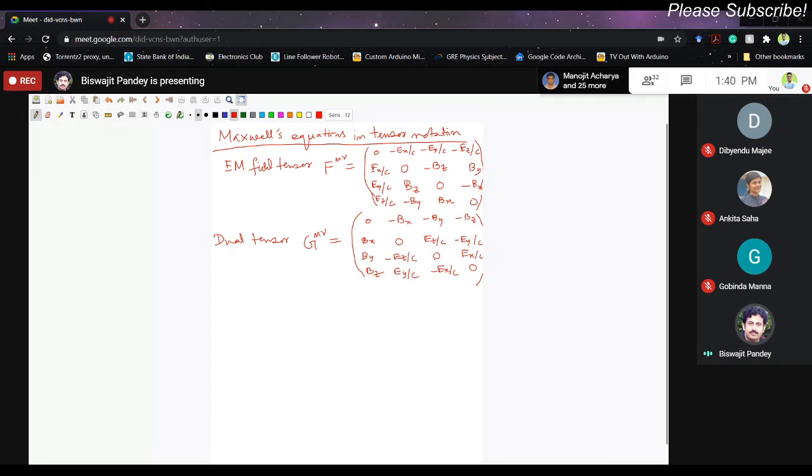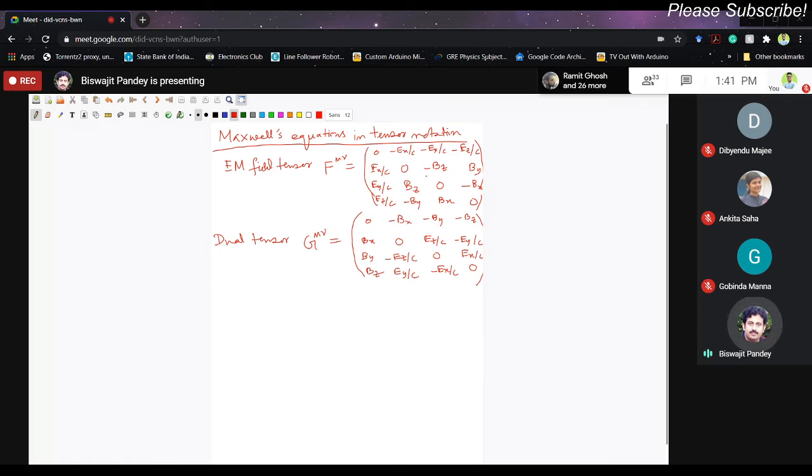And I also told you that F mu nu can be written in another form where you can put a plus sign over the space-time components in the first row, and you can make it plus Bz, minus By, plus Bx and all the other components. Since it is antisymmetric, you can just alter the signs. So that is another form of a field tensor. Again, that's the same thing.